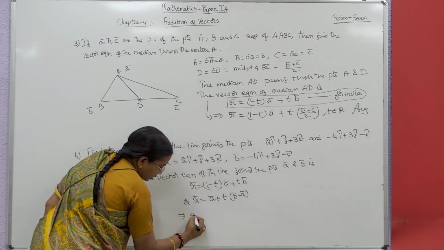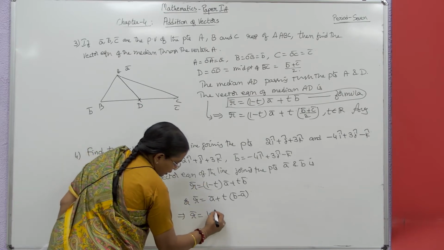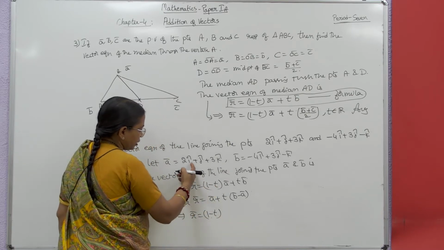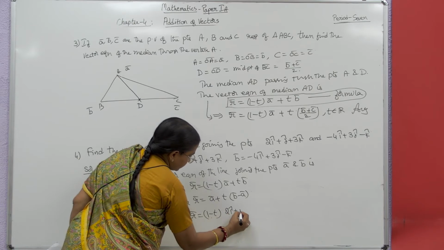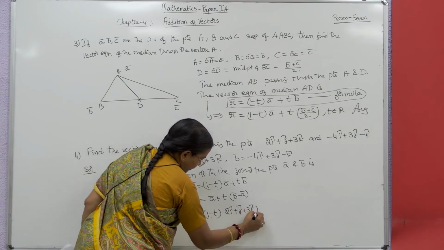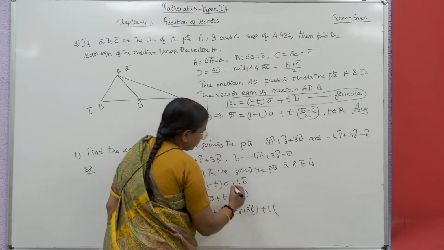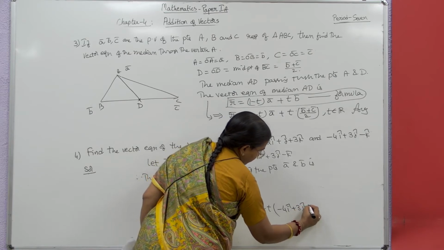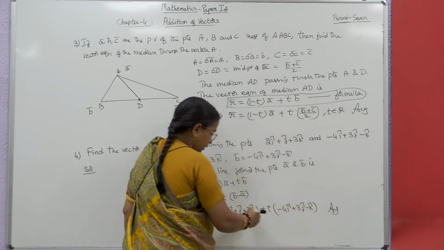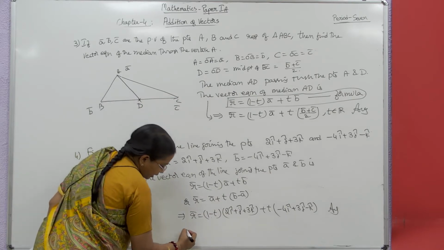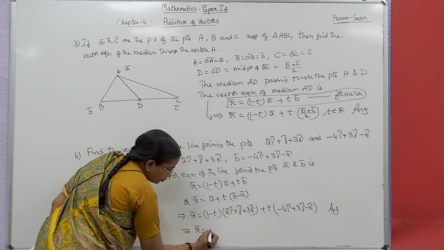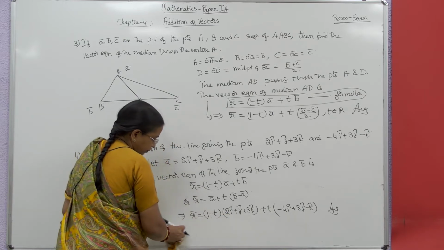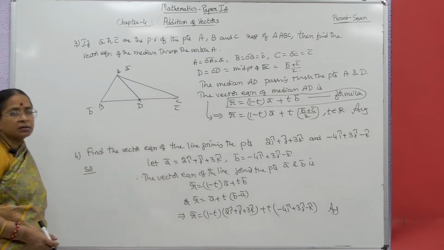So that means r is equal to 1 minus T into A. Or else I'll use this formula. Any one you can use. 1 minus T into A, what is A? 2I plus J plus 3K, plus TB. T into what is B? This: minus 4I plus 3J minus K. You can leave your answer like this, or you can further simplify by collecting the I coefficient and so on, or else leave it like this. It is enough. So this is your answer.